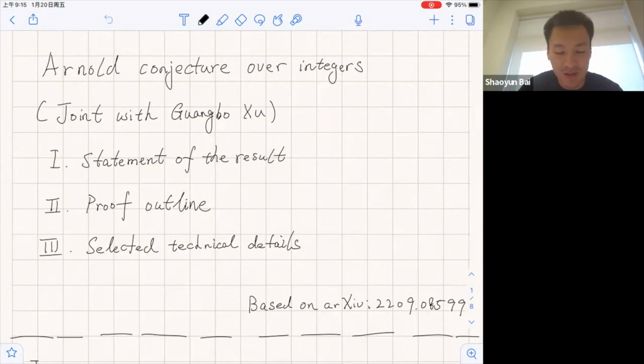In the second part, I'll give you a proof outline. In fact, I would say it's an outline of an outline because there are many things to talk about. And then in the third part, I'll give you some selected technical details. I'll try to convince you that there are some tools you could perhaps borrow from the things we use.